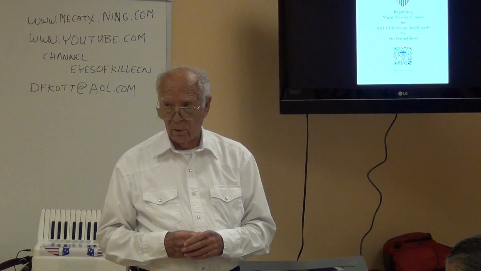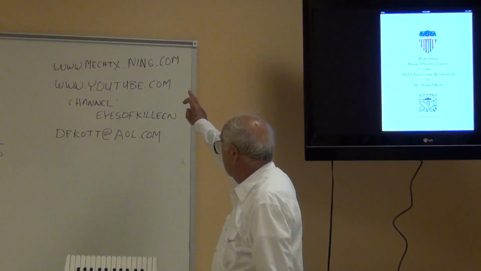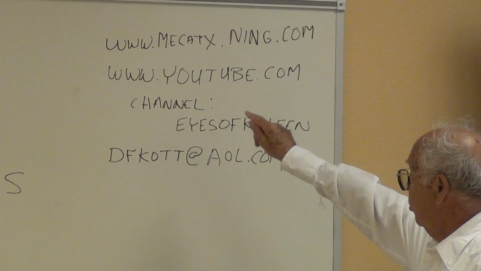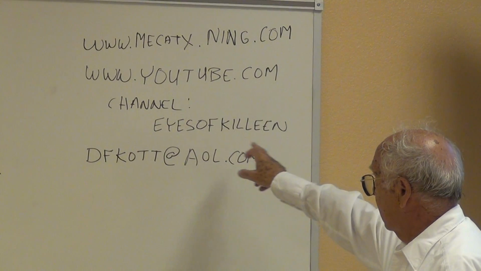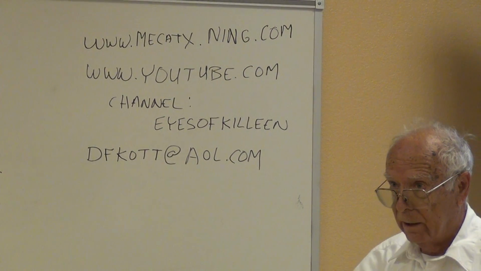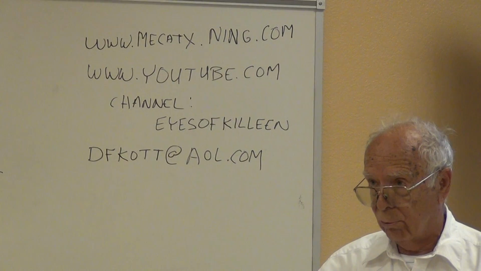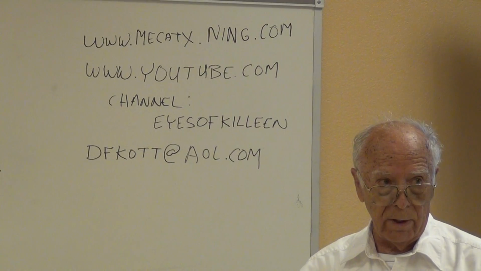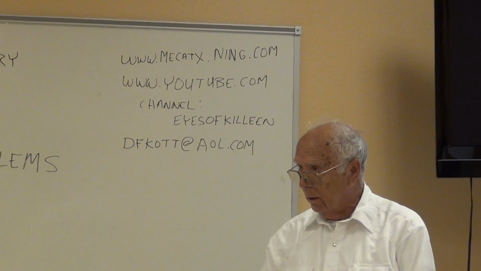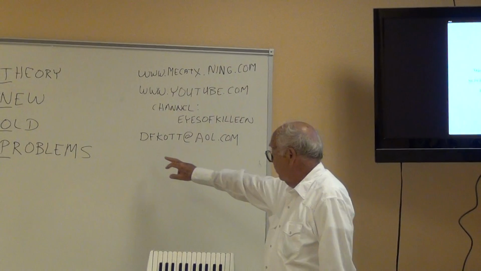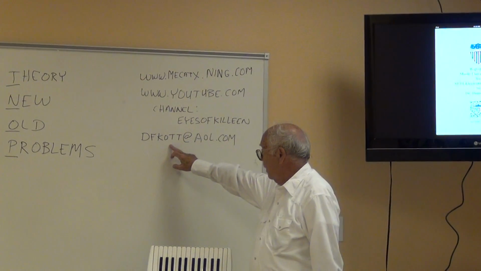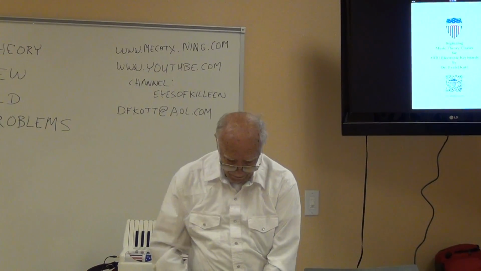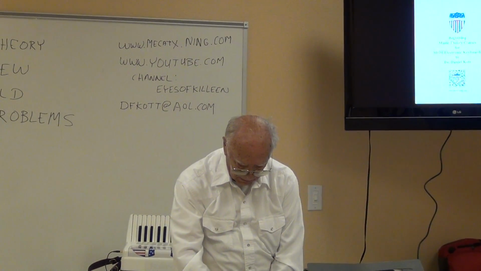If not, you can go onto our website, which is listed up here, www.mecatx.ning.com or www.youtube.com, channel Eyes of Killeen, and you'll be able to find these lessons. The last lesson, there were 3 subdivisions of it. The long one is the important one, so that would probably be the first one on there. 2 and 3 get into incidentals and so on. If any of you need to email me for any reason, dfkott@aol.com. That's the easiest way to get a hold of me, not on the telephone or any other way. That's the quickest and simplest way.